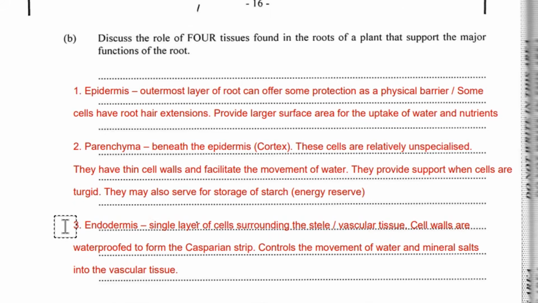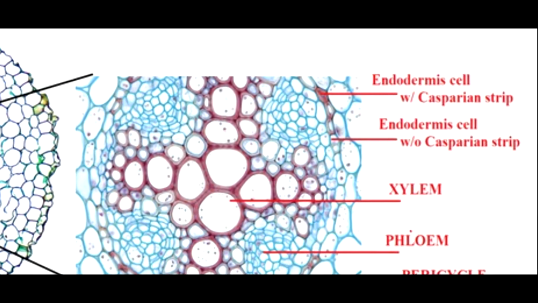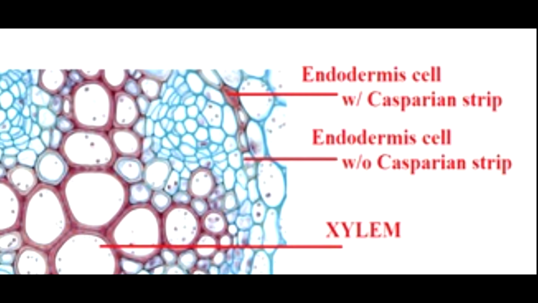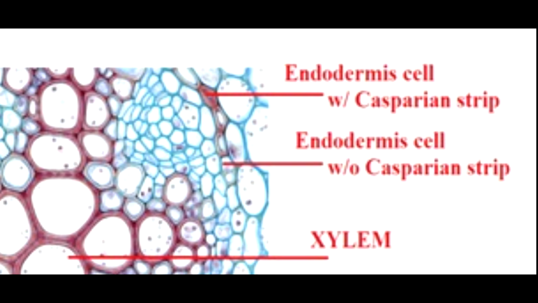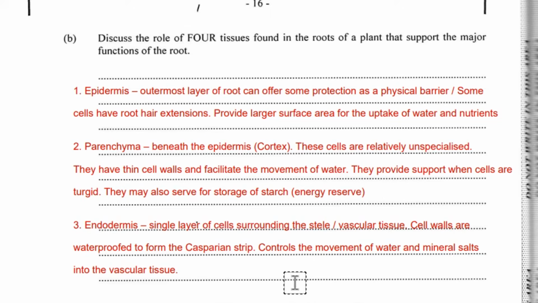The endodermis, which is something that you'll learn a little more about in Unit 2, is a single layer of cells surrounding the stele or the vascular tissue. And typically some of these cell walls are going to be waterproof to form something called a Casparian strip. The Casparian strip actually regulates the movement of water and mineral salts into the vascular tissue. A lot of it is impermeable, made up of a material called suberin, which is the same material that they use in wine corks. And what that does is it acts as a waterproof barrier.